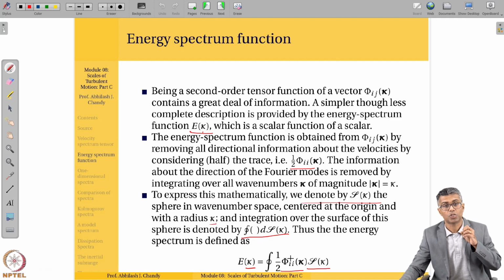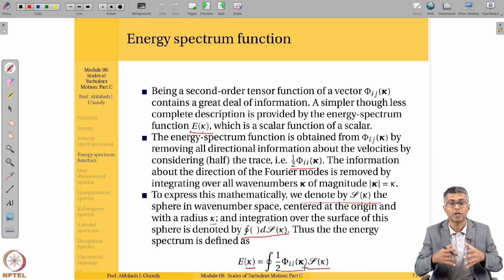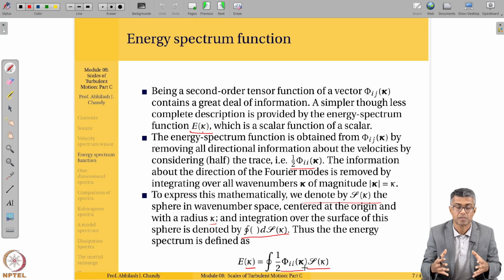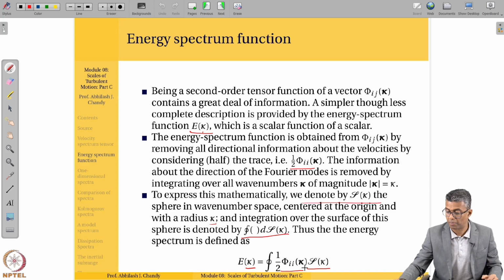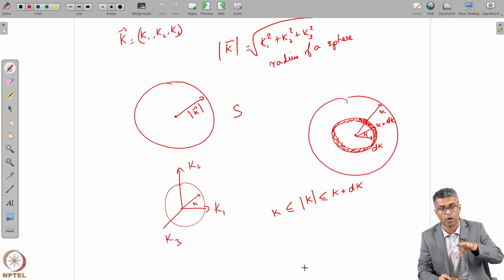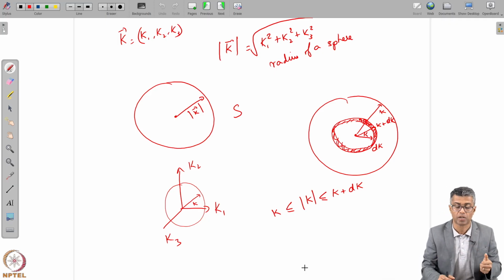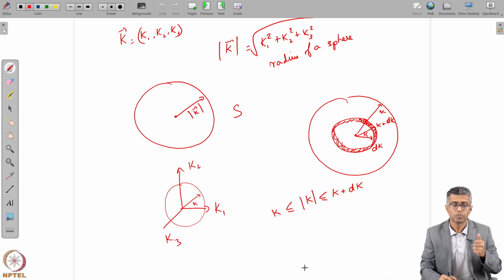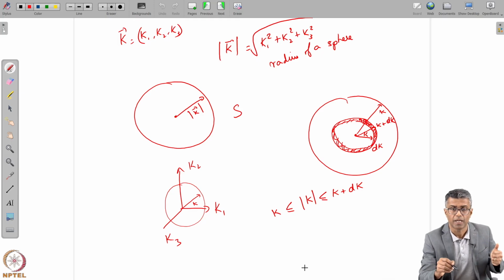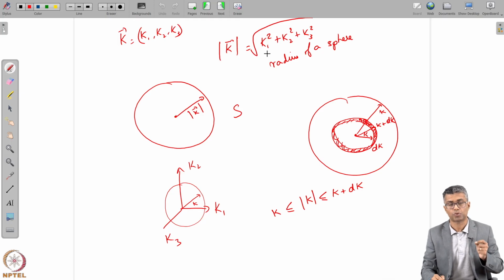Now comes the energy spectrum function. To get the energy spectrum function, you integrate half phi ii over the spherical space. What do I mean by that? I had drawn this earlier, right? And since it is on paper, I am drawing it as a circle, but think of a sphere. Why am I considering a sphere? Because the wave number magnitude in wave number space is the square root of kappa 1 squared plus kappa 2 squared plus kappa 3 squared, which is like the radius of a sphere.